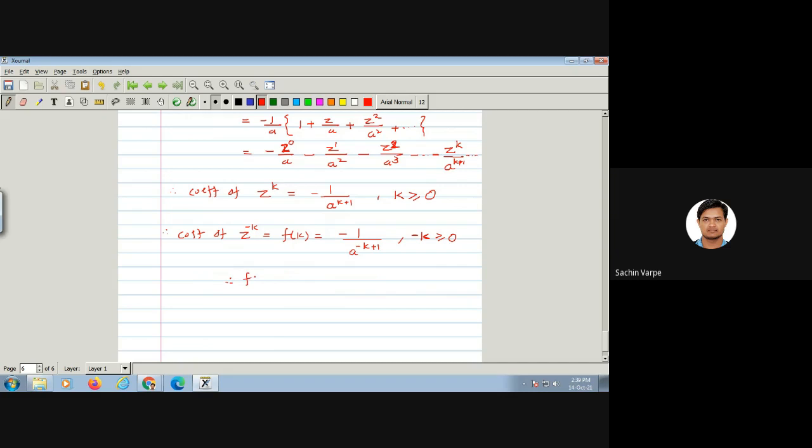So how will I write it? Therefore, f of k equals minus 1 upon A raised to minus k plus 1 for k less than 0. Is that right? Check once: k less than 0 means minus 1, minus 2. For k equal to minus 1, is the first coefficient coming? It is not coming, right? Minus 1 by A. Oh, it is not coming.